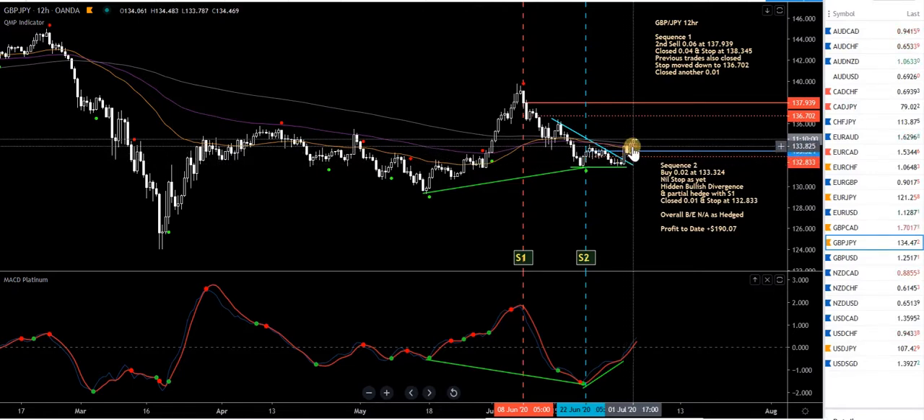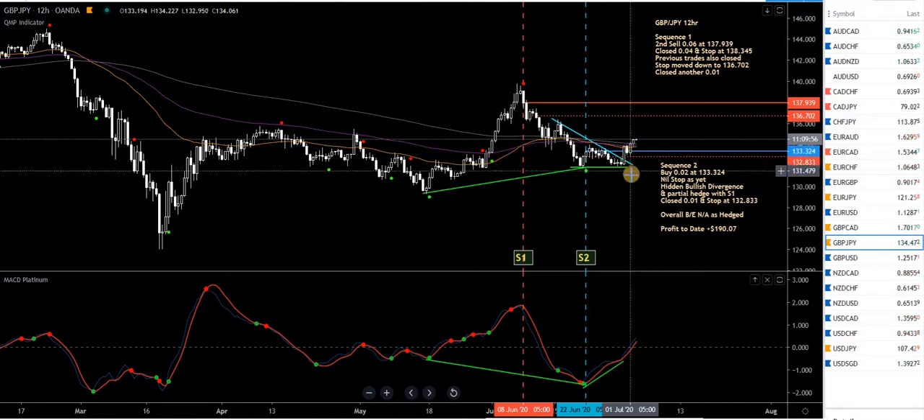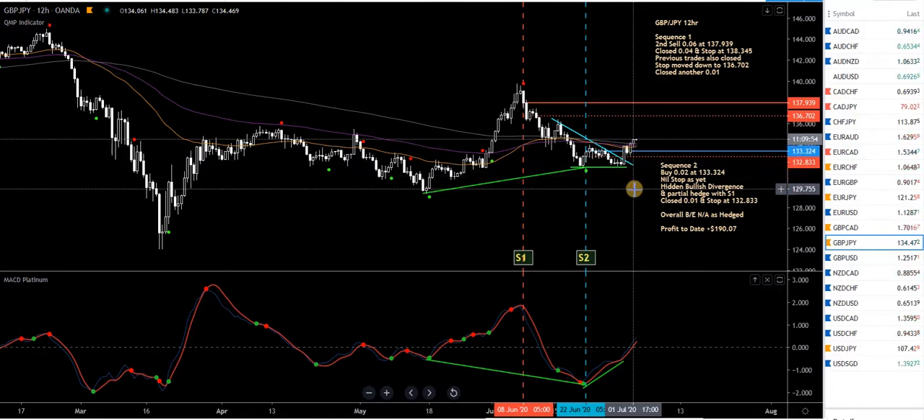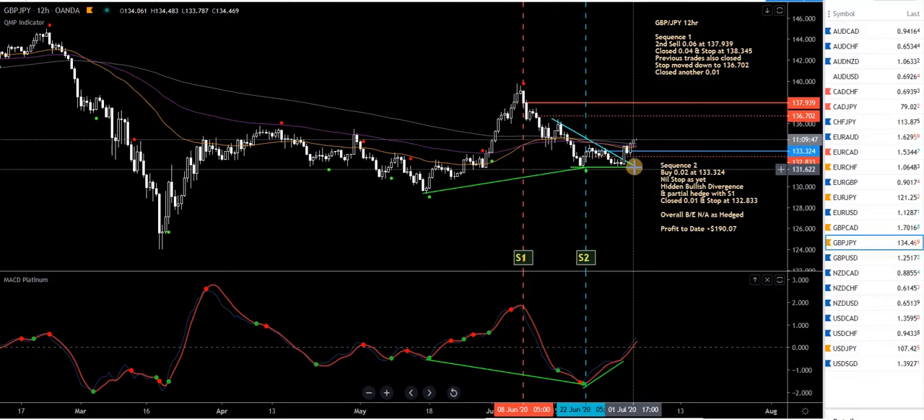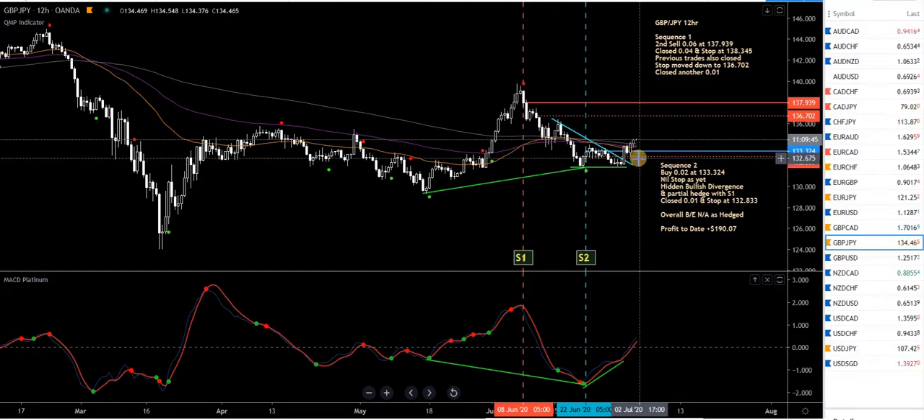This candle here, you can see looking down that vertical line, it's through the 0 level, the MACD platinum. So I'm going to take some action. Closed half, gave me a profit of $15.54. That's been added to the total. And I bought a stop up nice and tight, close to the entry level at 132,833.